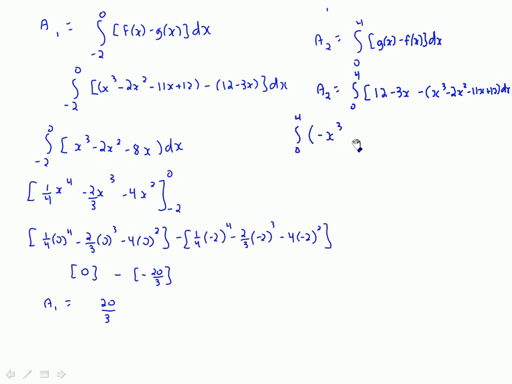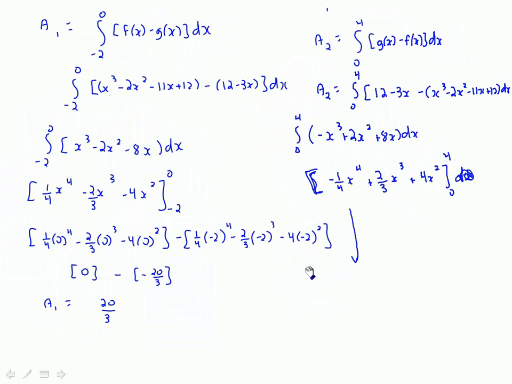So we get negative x cubed, plus 2x squared, and then plus 8x dx. And then anti-differentiate, and we'll put up the bracket: negative 1/4 x to the 4 plus 2/3 x to the 3 plus 4x squared, and then all this dx. I'll just take this down below, because we've taken the antiderivative, 0 to 4.